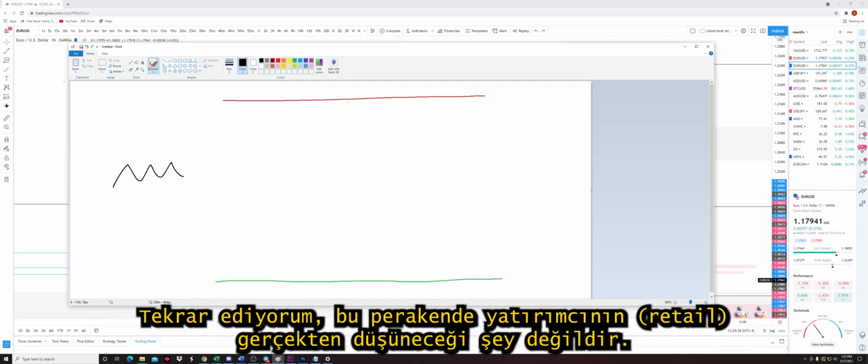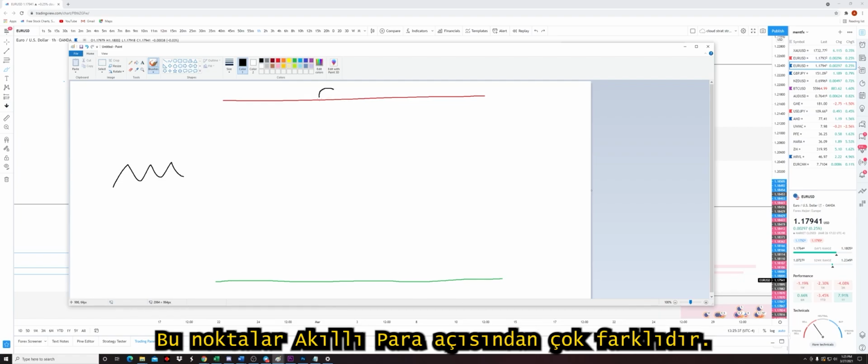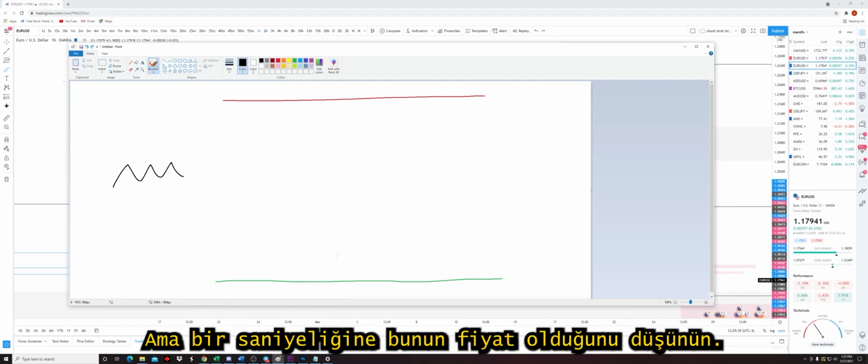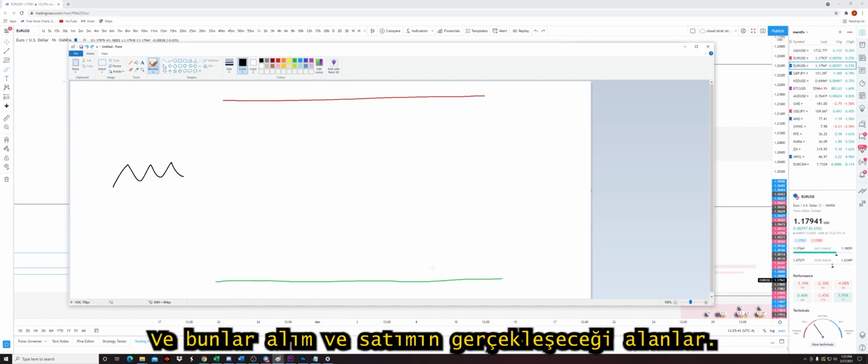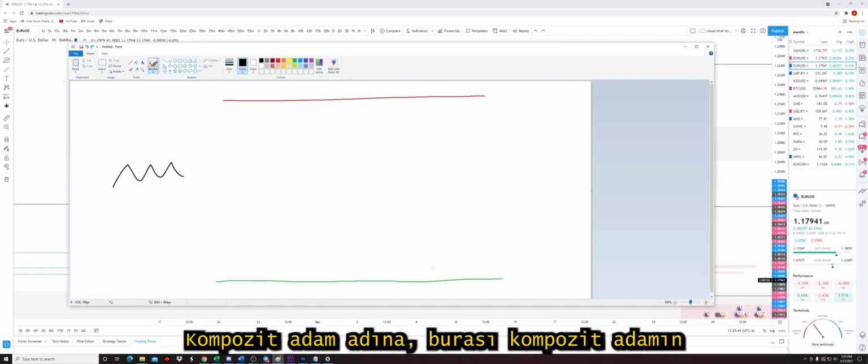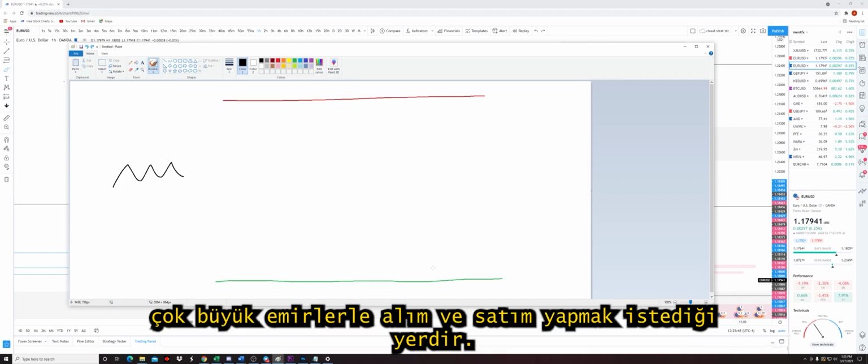Now, again, this is not how retail will actually think. These points are very different in terms of smart money, but just for a second, consider that this is price, and these are the areas where buying and selling is going to happen on behalf of the composite man. This is where the composite man wants to buy and sell very large orders.